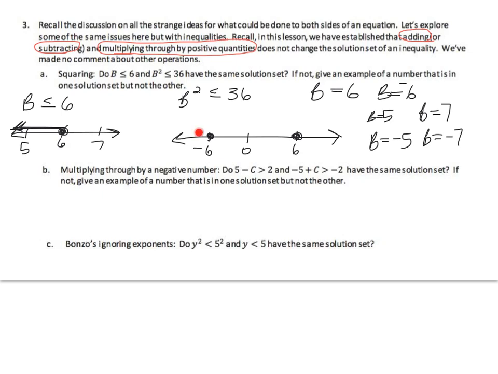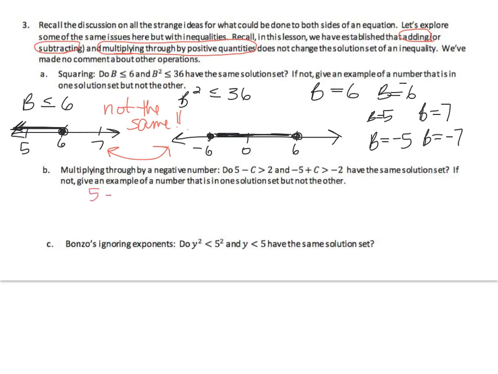So I cannot shade anything here. I cannot shade anything here. I can only shade in between. So that just means that these solutions are not the same. Right? Okay. Part B, multiplying through by a negative number.